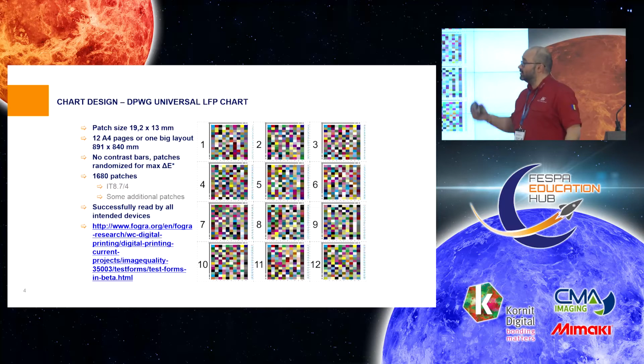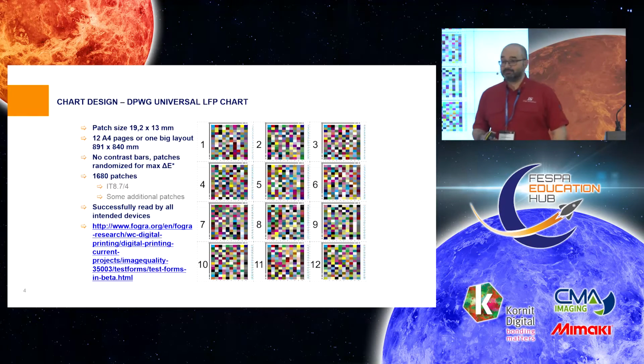This is based on the ISO 12642 Part 2 standard, which you will know as the name of IT 8.7/4. We added several patches for uniformity, and we created basically a 12-page chart that can be read by any measurement devices available on the market. And you can download this chart from the Fogra website. And you can use it for profiling or for any other type of evaluation.